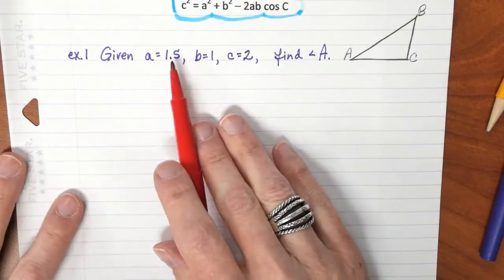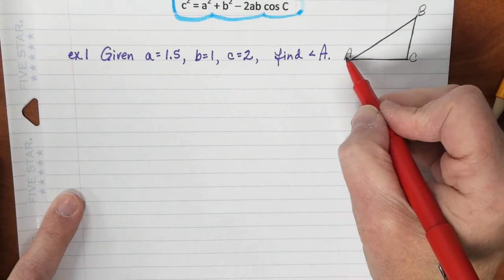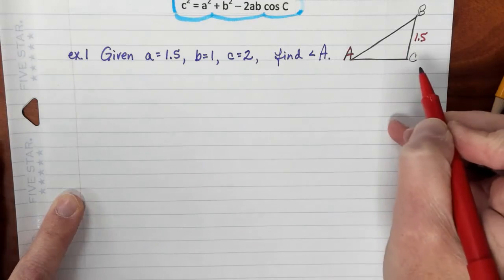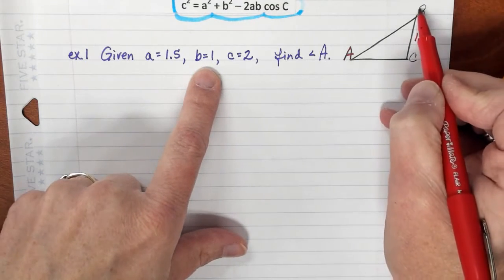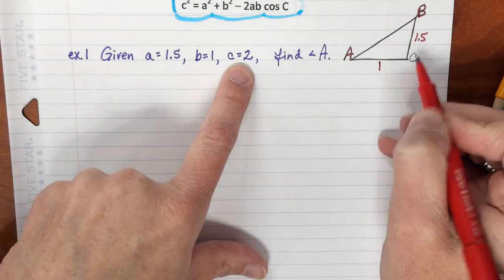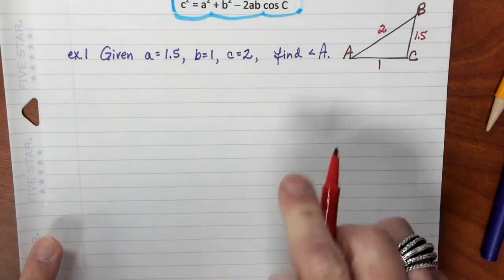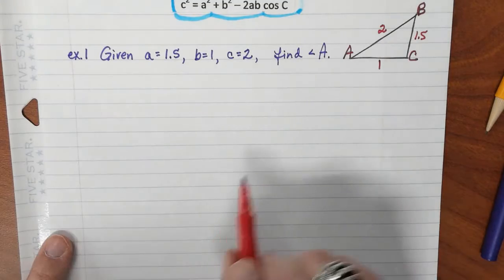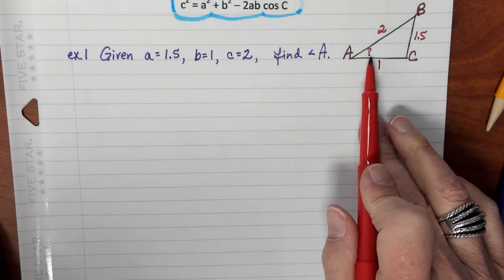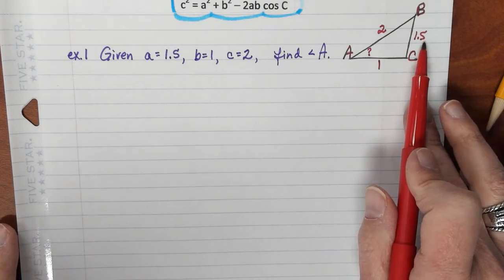If I give you the three sides, side A is 1.5, so go across from angle A, and that's 1.5. Side B is 1. There's angle B, so this must be side B. And side C is 2. Here's angle C. I want you to find angle A. So I want to know what this angle is. If that's the one I want, then I'm going to use the equation that uses the a squared.